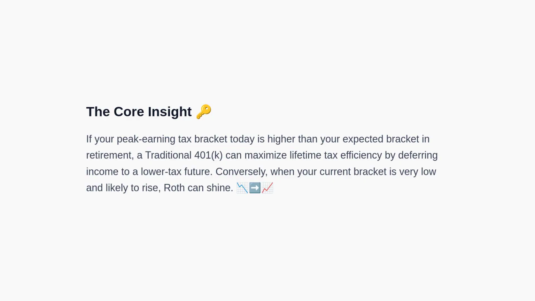Here is the central idea. If you are in a higher tax bracket now than you expect to be in retirement, deferring tax with a traditional 401k often optimizes lifetime tax efficiency. You get a deduction at today's higher rate and pay taxes later at a lower expected rate. Conversely, if your current income is low and likely to jump significantly, paying tax now with a Roth can be attractive. The key is to align contributions with your current and expected future tax brackets.